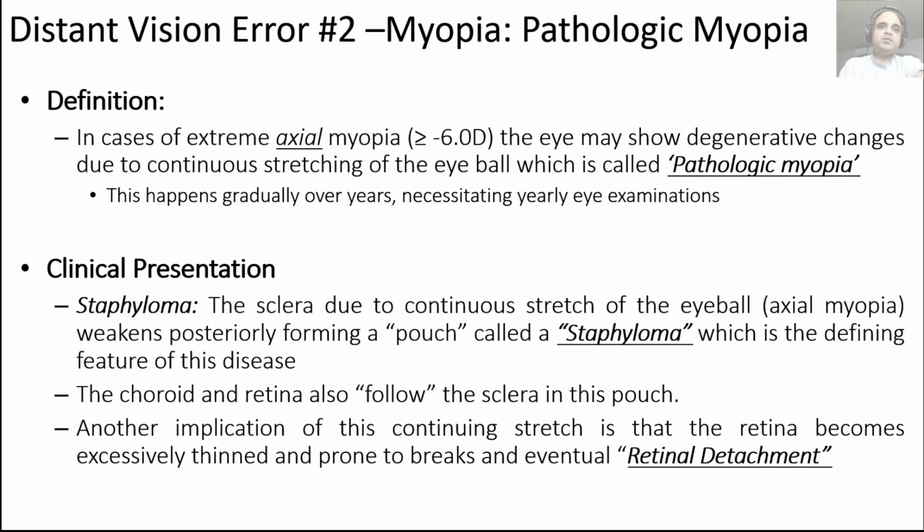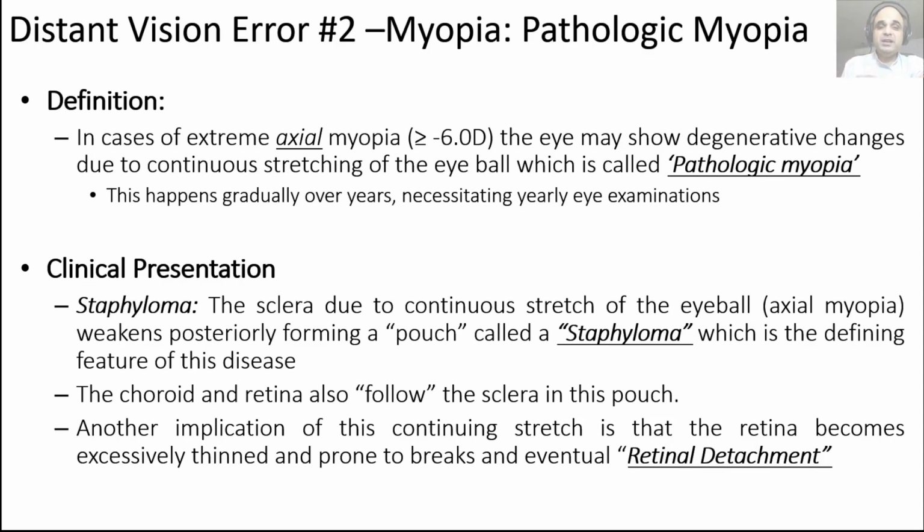Remember, the eyeball is constantly stretching, so all of the layers of the eyeball, the choroid, the retina, and the sclera are getting stretched and getting thin. And the sclera, which is the outermost covering of the eye, gets thin, and because of the pressure within the eye, which is called intraocular pressure, a bit of the sclera at the posterior pole, which is where the sclera is thinner, and because of all the stretches becoming even thinner, it develops a little bit of an outpouching, which is called a staphyloma. And the choroid and the retina tend to follow the sclera into that staphyloma.